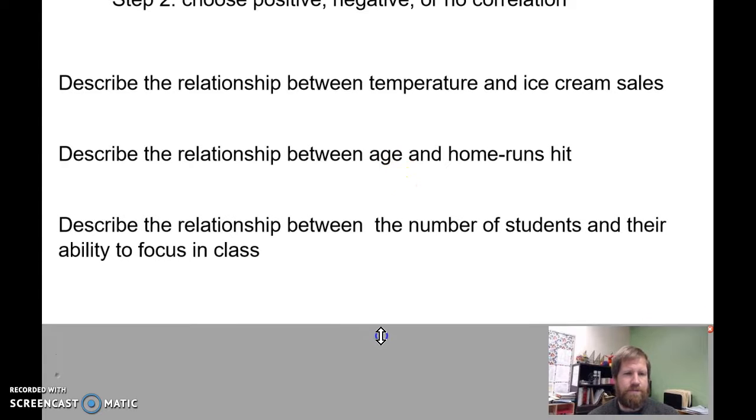And the last one is describe the relationship between the number of students and their ability to focus in class. Okay? So the lower number of students you have, the more they're able to focus, I would say. And the more students you have, the more likely it is that their ability to focus decreases. So this would be a negative relationship.